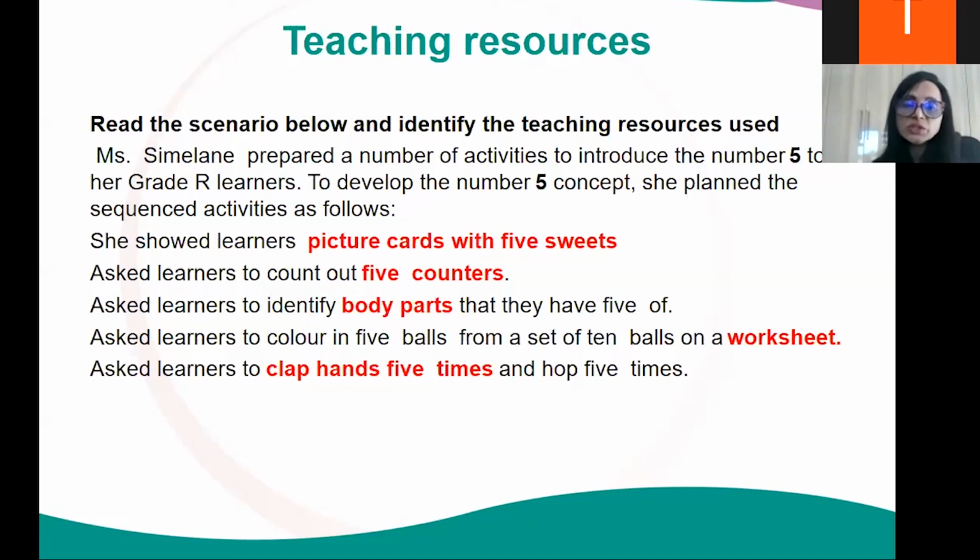The next, she asked learners to count out 5 counters. That's a straightforward one. Asked learners to identify body parts, also straightforward. Asked learners to color in 5 balls from a set of 10 balls on a worksheet. Now, in that activity, many students would say that the teaching resource is 5 balls. It's not 5 balls. It's a worksheet with a set of 10 balls. Asked learners to clap hands 5 times. So your resource there is body parts, or your hands.